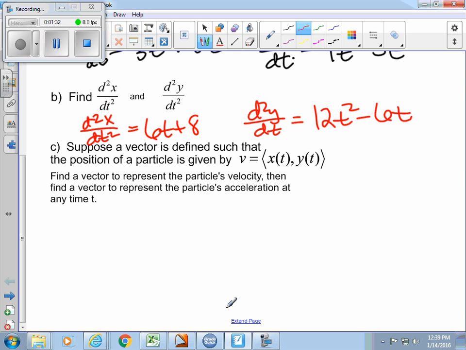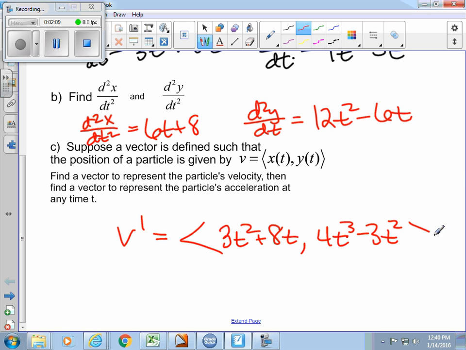So suppose we define a vector with those two x and y coordinates. Find a vector to represent the particle's velocity. Well, wouldn't it just be dx/dt, comma, dy/dt as my vector? And what was dx/dt? Plus 8t. And then what was the dy/dt? So that is what is known as the velocity vector.